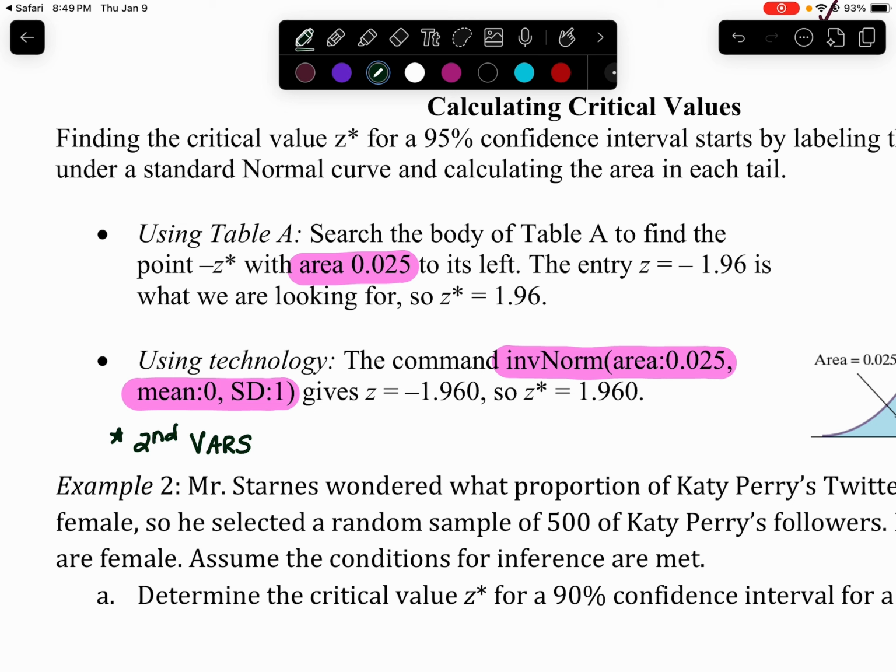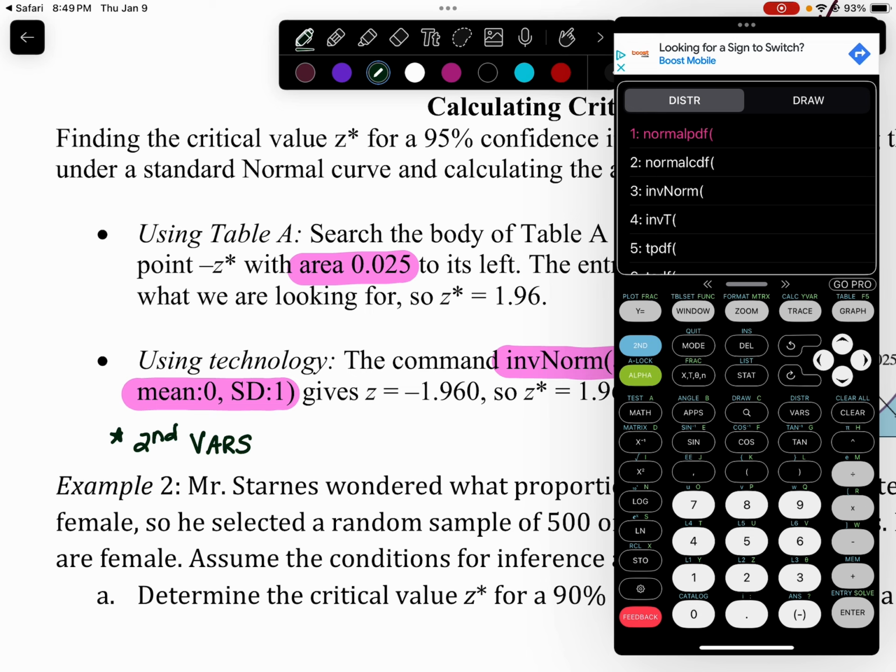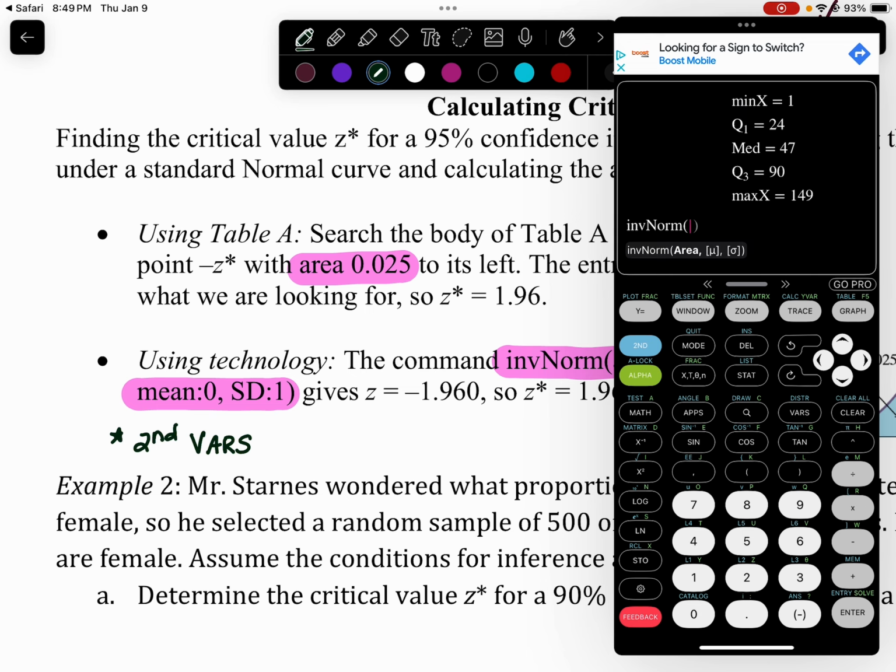And then you're going to see, I don't have my calculator with me. Actually, hang on, let me pull it up here. So if we hit second VARS, you can see number 3 is our normal curve. Let me delete all the other stuff.